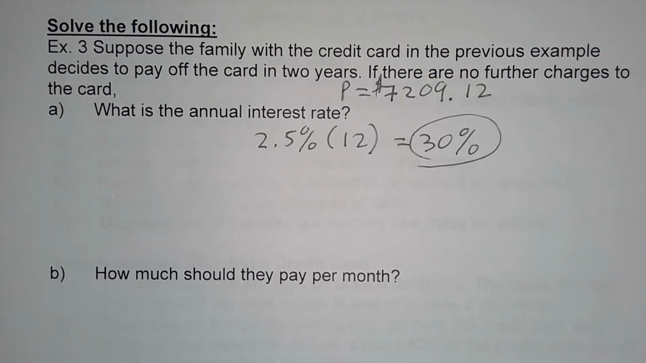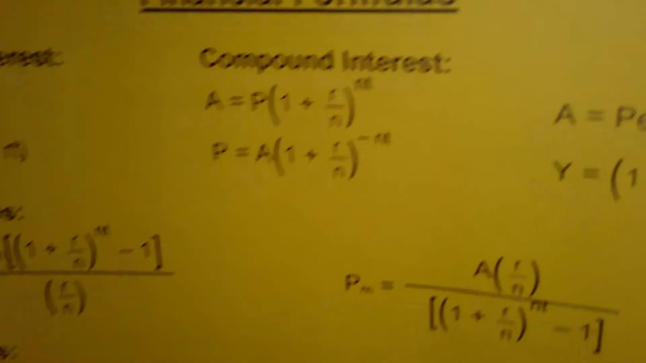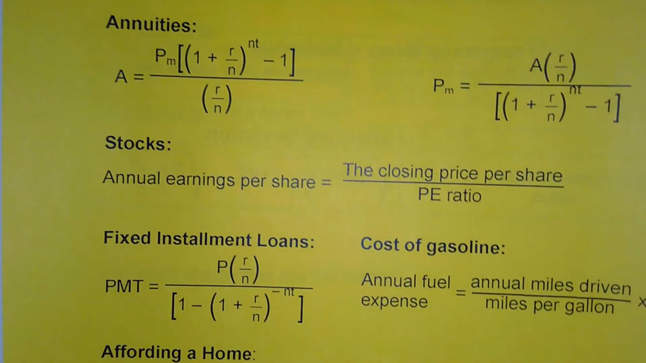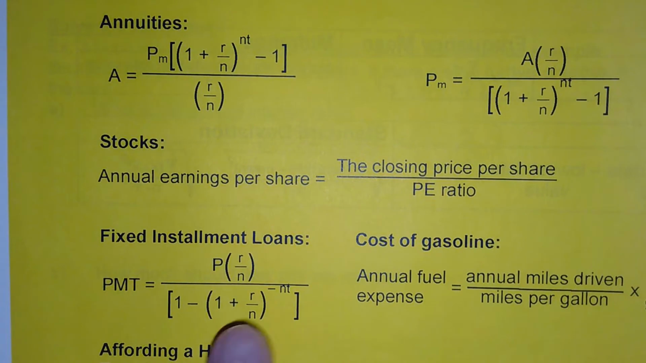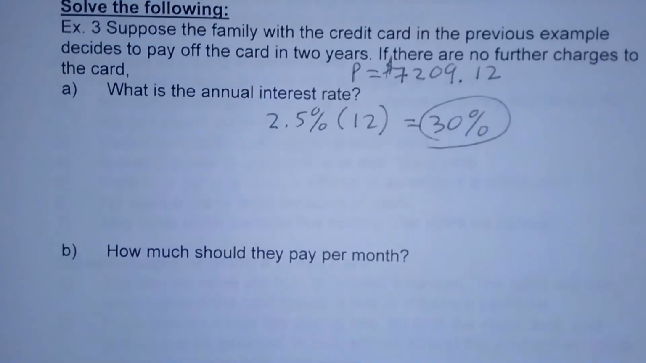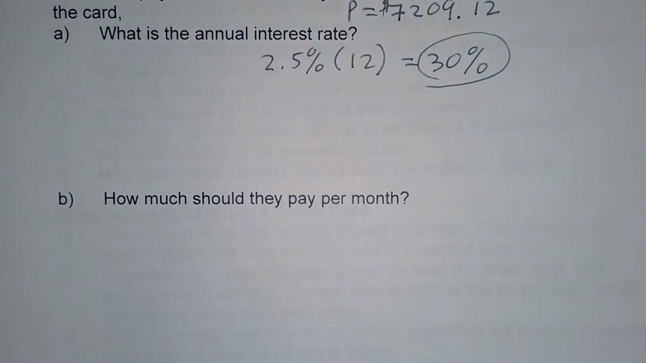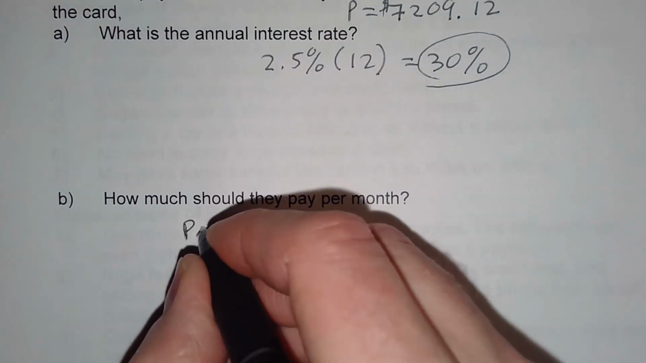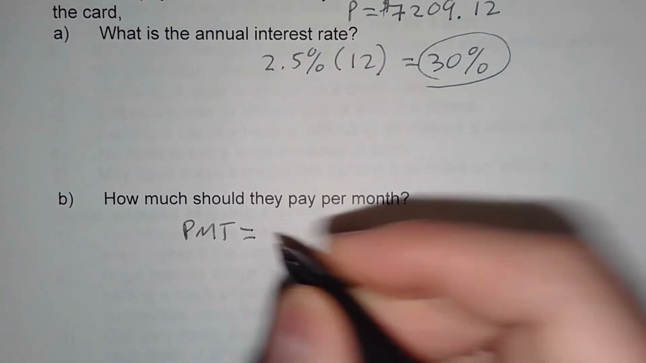And now if you're paying this off and you're not incurring any more charges, then this becomes really a lot like a fixed installment loan. So on our formula sheet, we're going to be using our fixed installment loan formula. So I'm going to copy down the formula from the formula sheet.